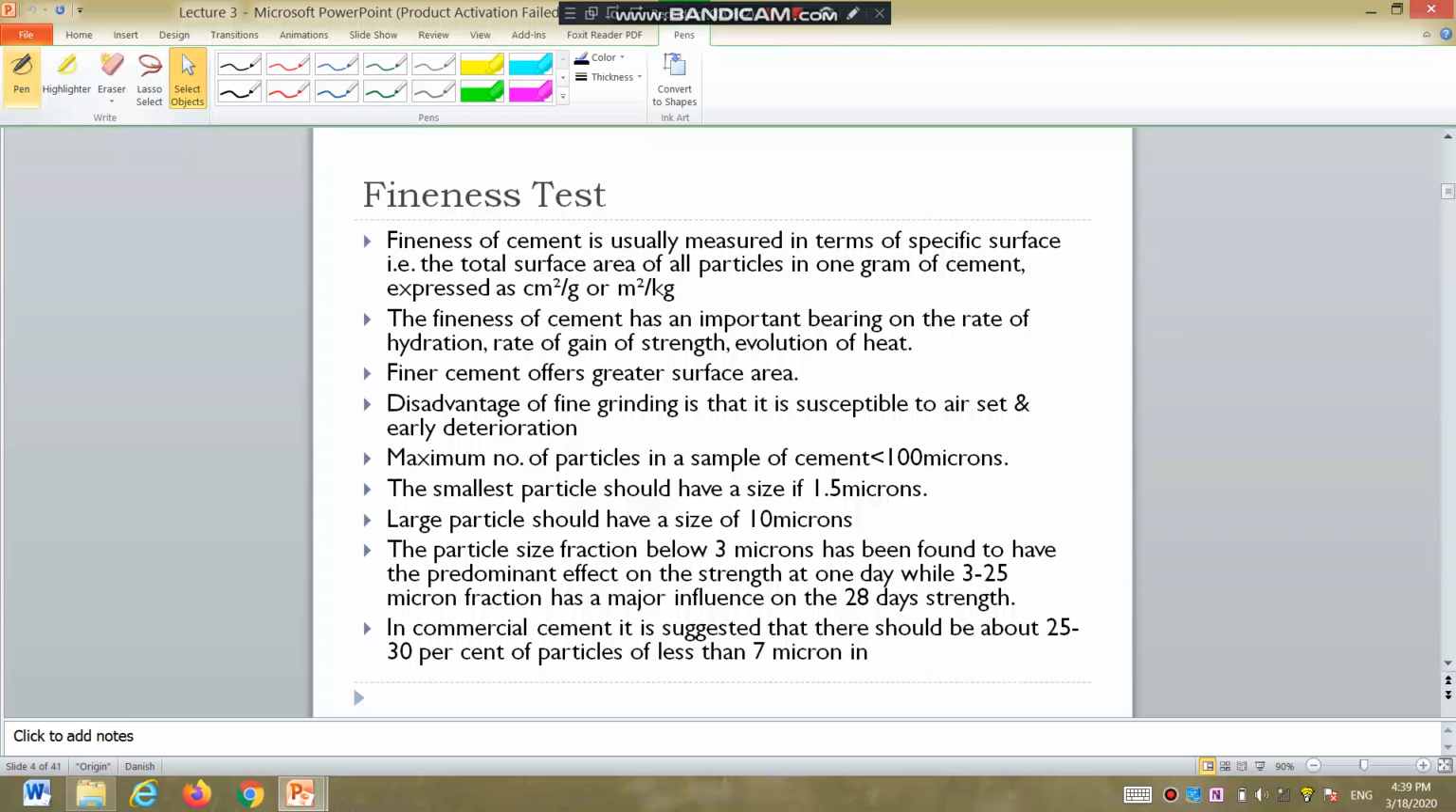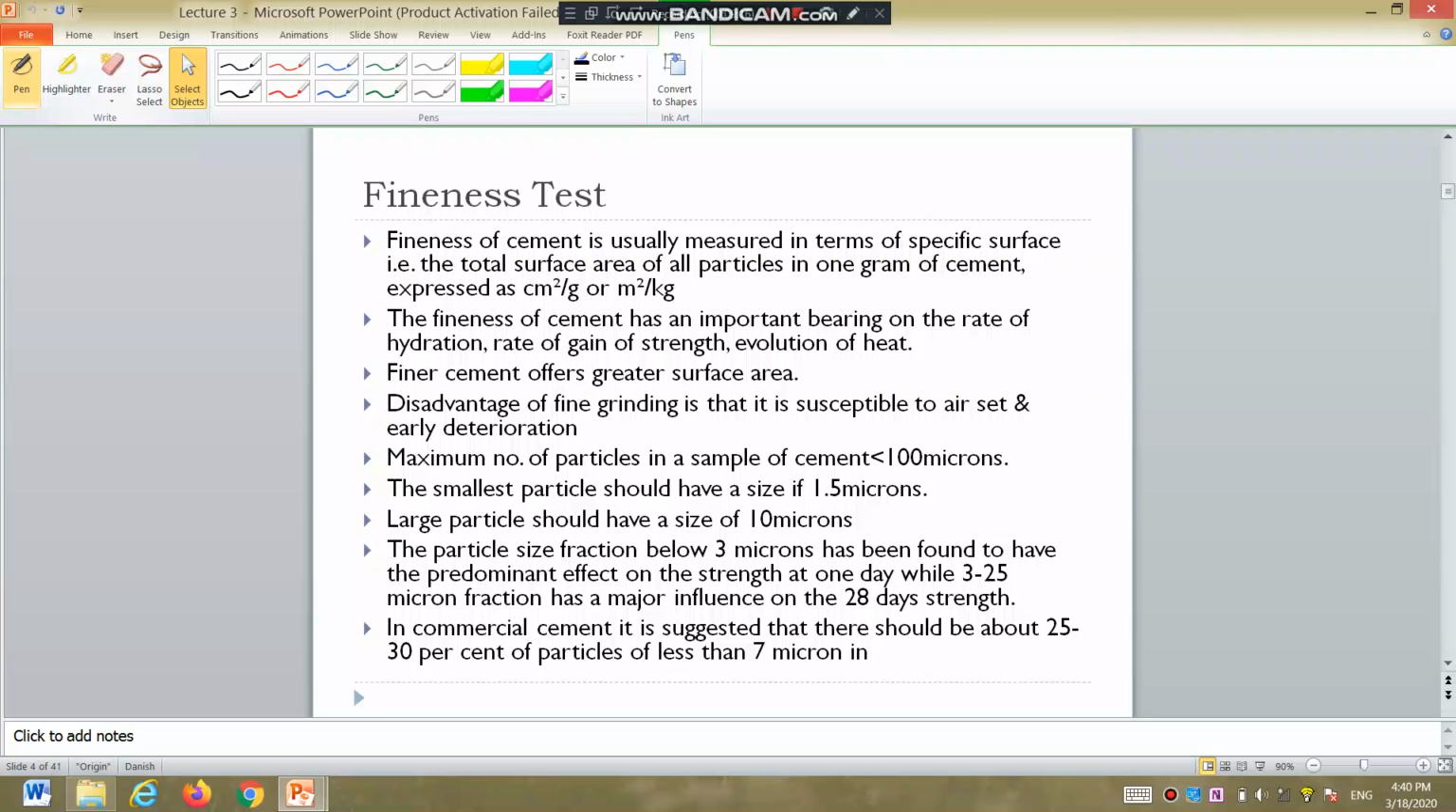By fineness, we mean the degree of grinding that takes place, or the fineness of the powder of the cement that we use. Fineness of cement is usually measured in terms of specific surface, because fineness of a cement can increase its surface area. This is the total surface area of all particles in 1 gram of cement, expressed in centimeter square per gram or meter square per gram.